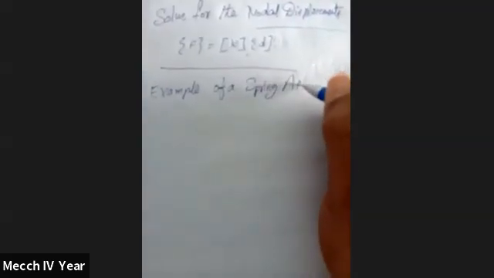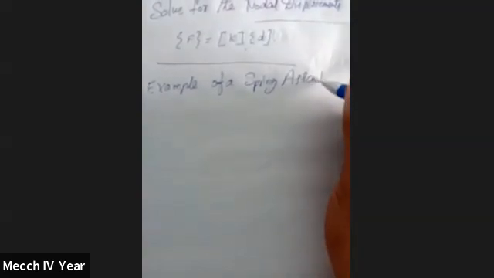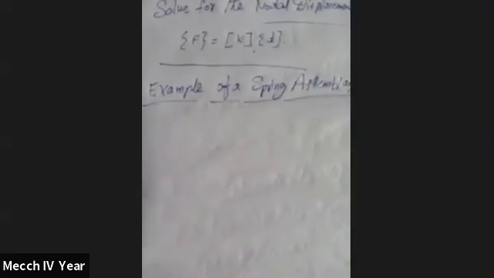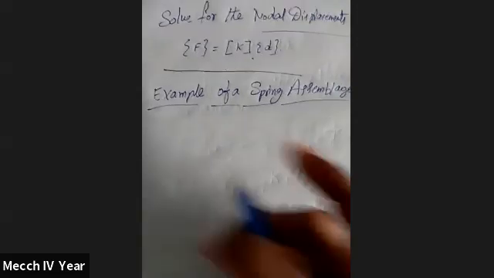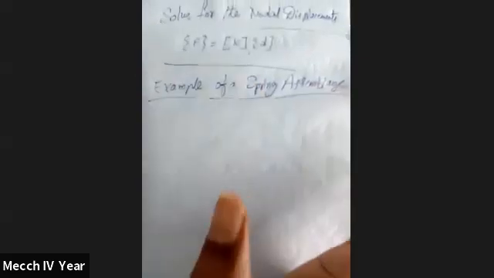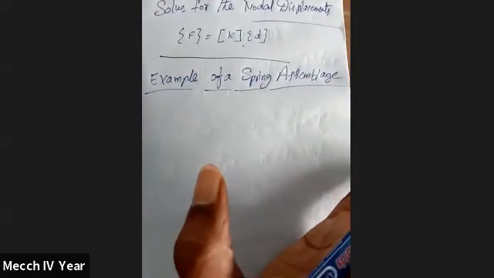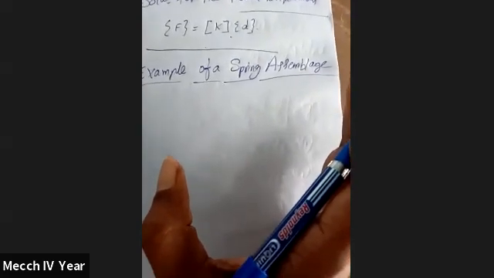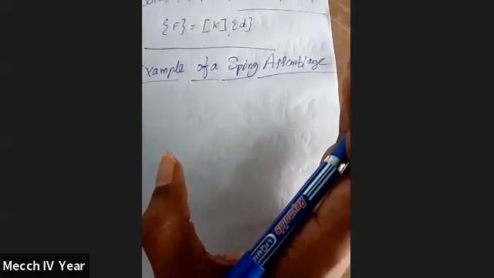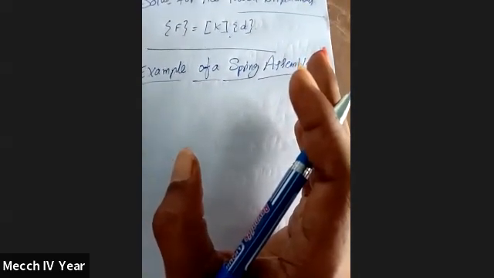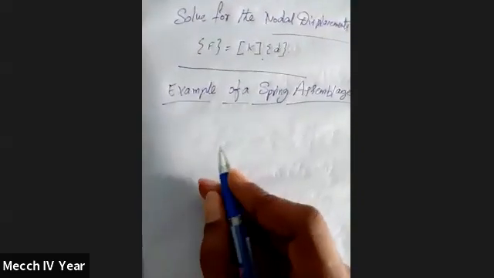Spring assembly. Example of a spring assemblage. Yeah, spring assemblage. So now here we are going to see this spring assemblage. 2 springs, we are going to take 2 springs. Okay, the 2 springs we are going to assemble, and here we are going to see the 2 spring assemblage.